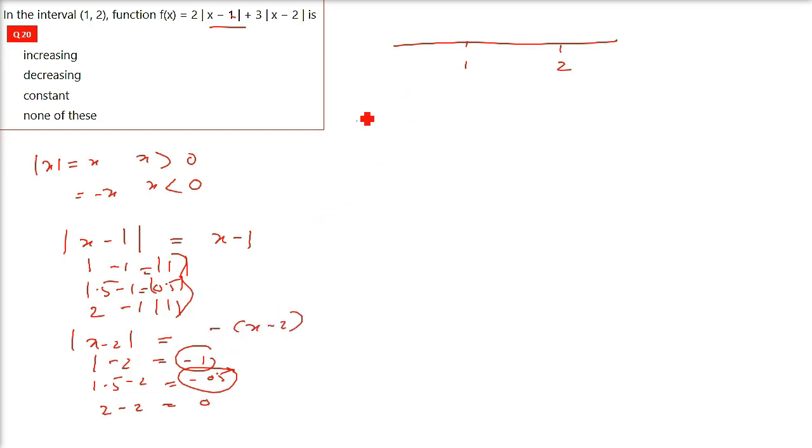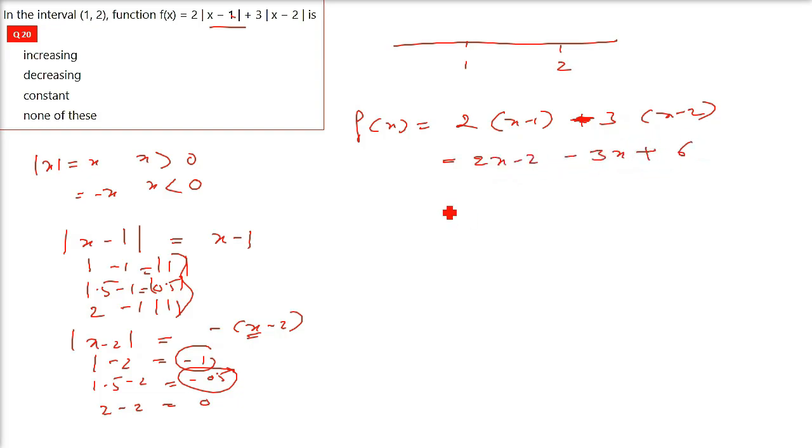I hope you got this idea, because when it will be positive and negative in this interval. So I'm now replacing this x minus 1 by x minus 1, or you can say modulus x minus 1 by x minus 1. And modulus x minus 2 by negative x minus 2. So I've made it as negative. So when you open this, you'll get 2x minus 2 minus 3x plus 6. So we have 6 minus 2 is 4 and 2x minus 3x is minus x.